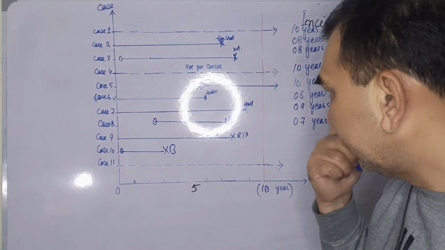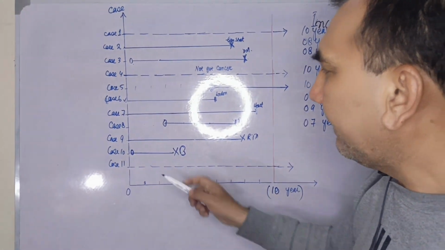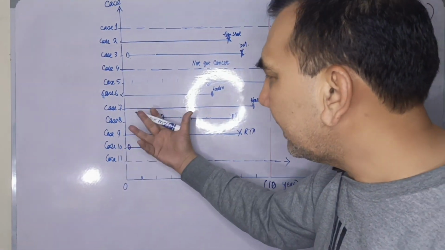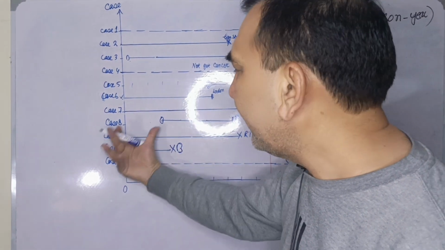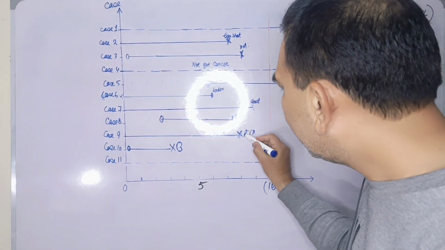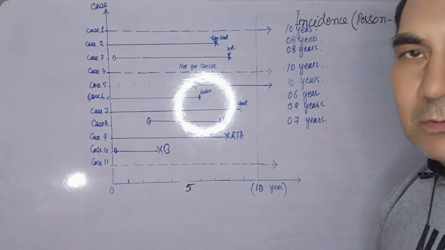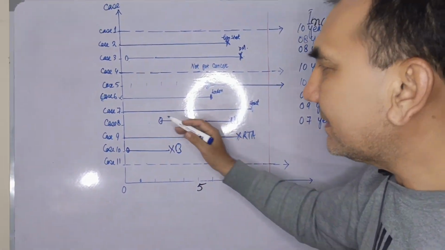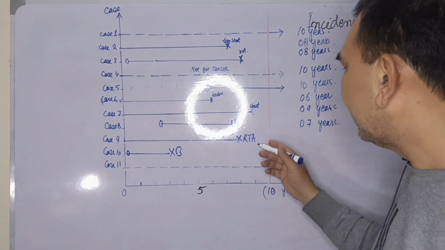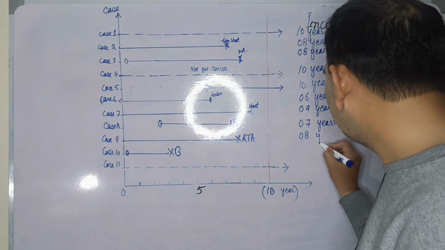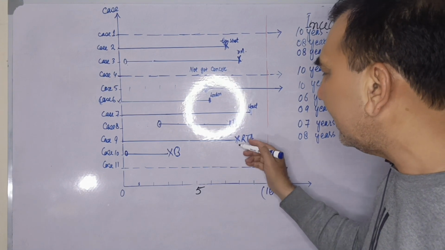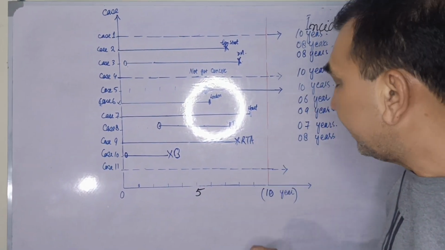Now in case number 9, if you see, this person has got the cancer. Once he gets the cancer, he remains at high risk of the cancer, but when he reached 8 years, he died due to a road traffic accident. So in this case number 9, the high risk years of the incidence is the 8 years, because he died due to the RTA at the 8 years of the study duration.